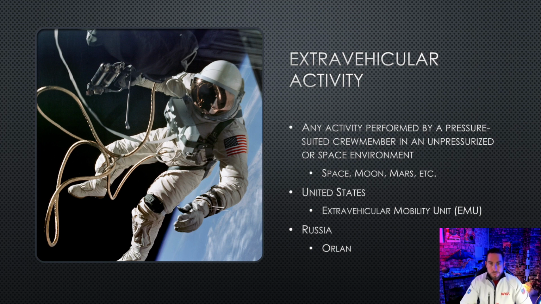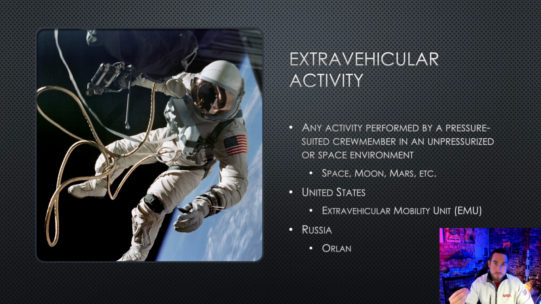With regard to the suits that are actually used, we'll talk a little bit more about them in depth. In the United States we use what's called an extravehicular mobility unit, or an EMU. In Russia, theirs is called the Orlan. There are some subtle, some not so subtle differences between the suits themselves. I'll show you what each of them looks like and what the differences are.